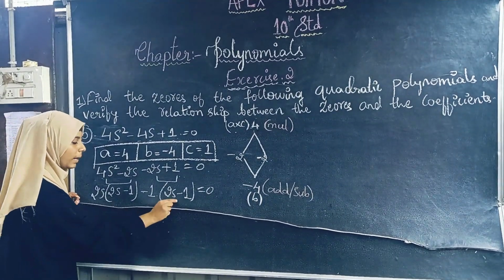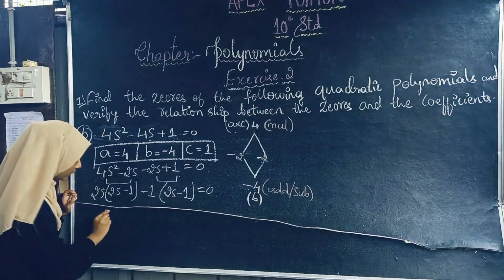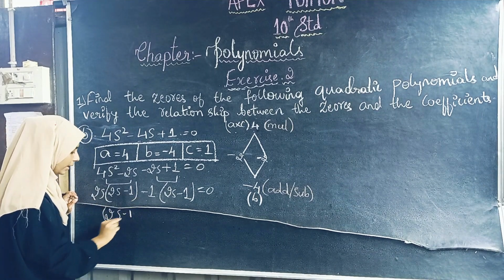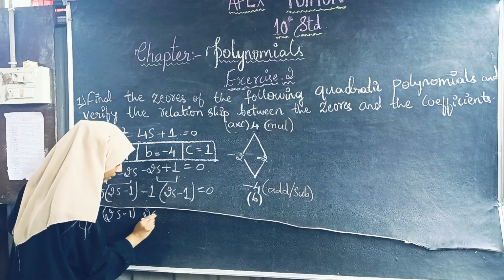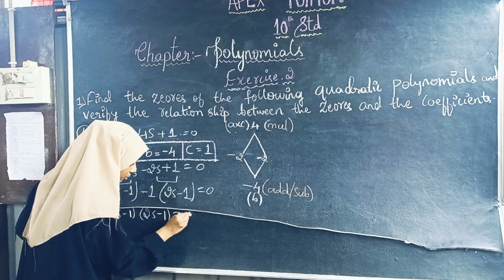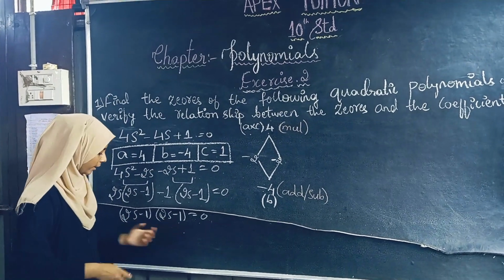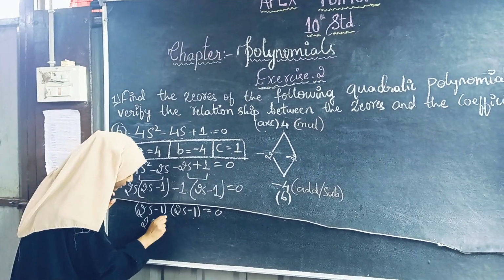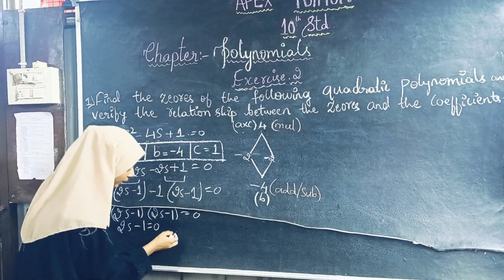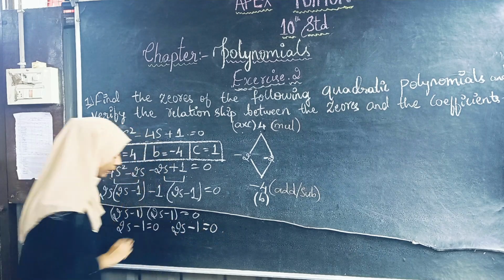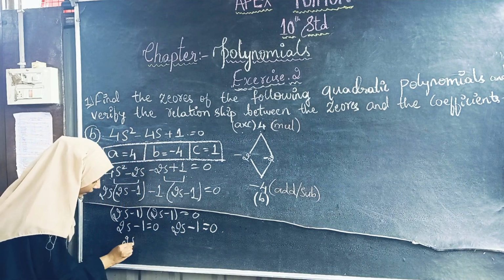Now these two brackets we have to write only one time: 2s minus 1, and the remaining numbers we have to write in one bracket. 2s minus 1 is equal to 0. Now this 0 belongs to this bracket and this bracket also. So 2s minus 1 is equal to 0, and then 2s minus 1 is equal to 0. Now this 2s we have to write as it is.